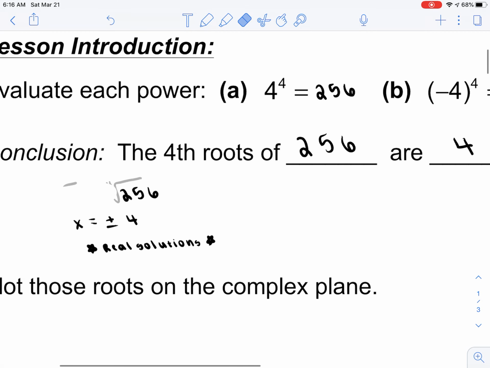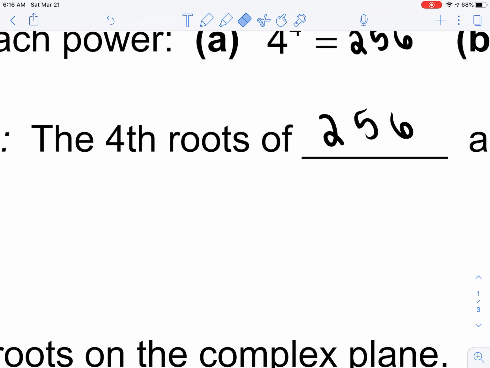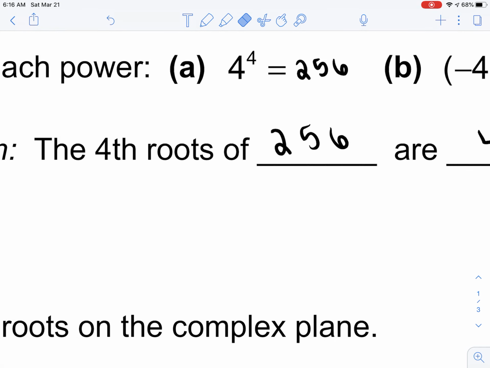So today, our focus is going to be finding all roots of numbers. So if it says fourth roots, I need 4 different solutions. They will be both real and imaginary. And we'll be taking roots of numbers that are imaginary themselves. So that is really what we're doing today.